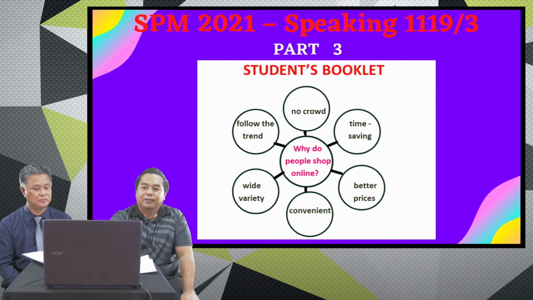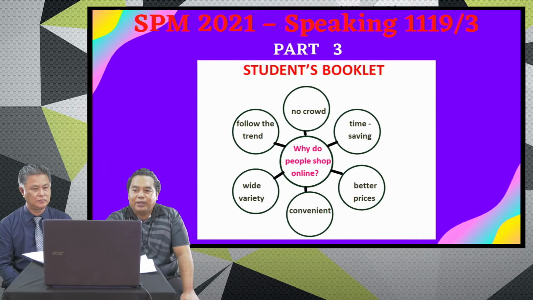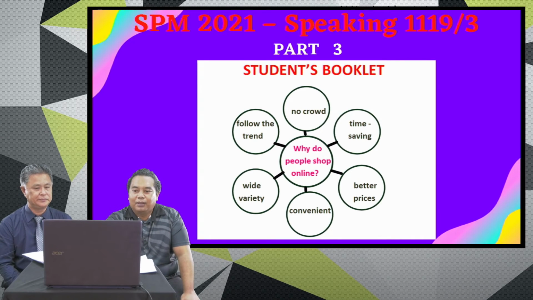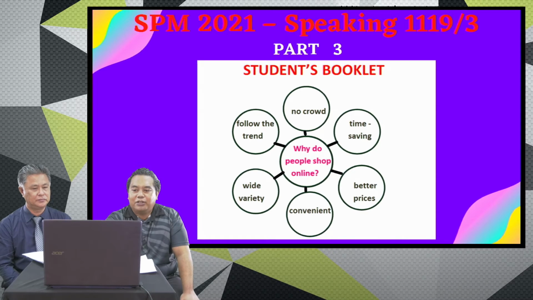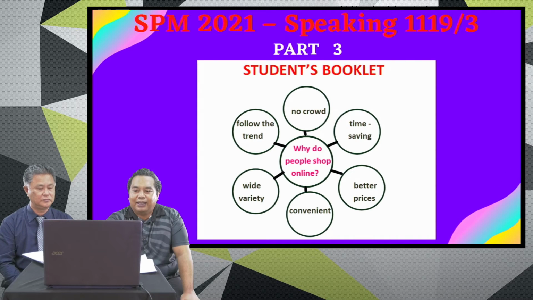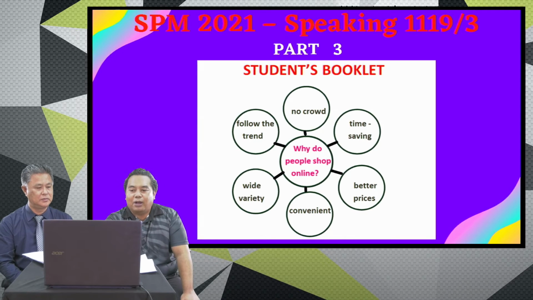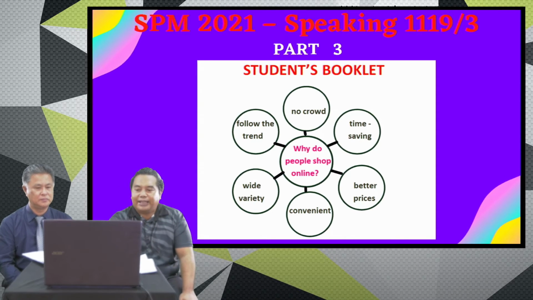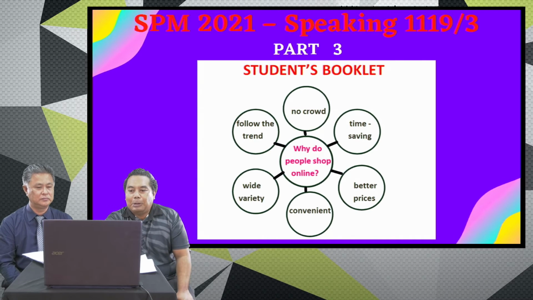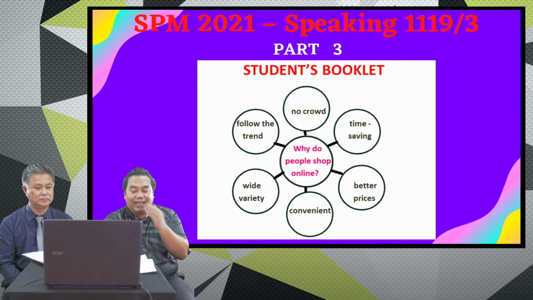For example, both students will get the same question this time. The question is, why do people shop online? So the mind map will be given, 1, 2, 3, 4, 5, 6 alternatives, 6 reasons why people shop online. So candidate A and candidate B will have to discuss why people shop online.